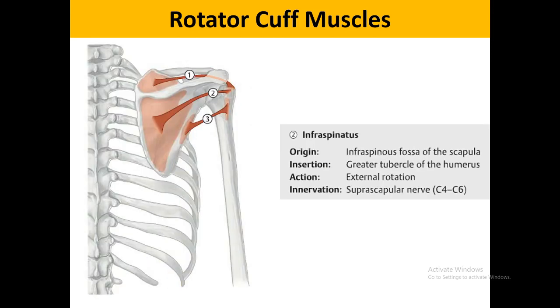Let's go to the second muscle. The second is the infraspinatus, below the spine. Here we can see this region is representing the origin of the infraspinatus muscle. The infraspinatus muscle originates from the infraspinous fossa of the scapula, and it is inserting on the same tubercle, the greater tubercle, but a little bit below as compared to the supraspinatus here. Its main action when it contracts is external rotation of the arm, and it is innervated by the suprascapular nerve.